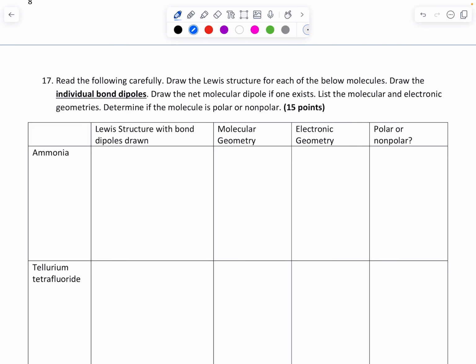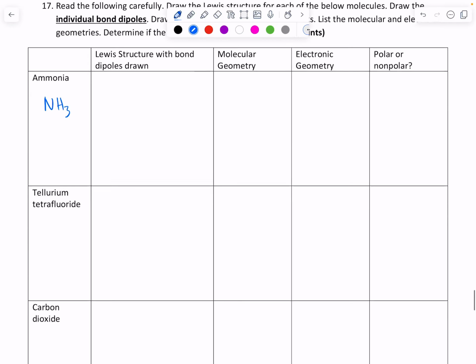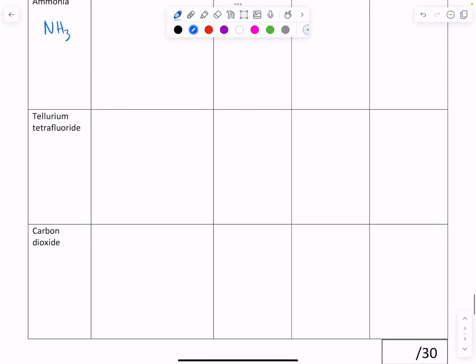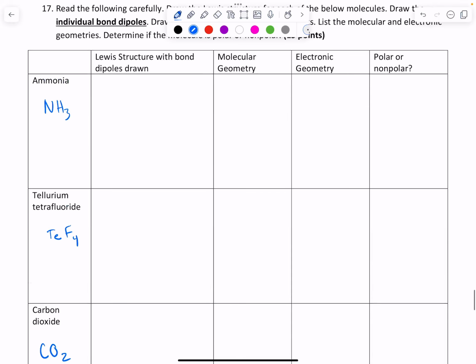All right, so once again, do you know your names? Ammonia, NH3. Tellurium tetrafluoride. So we got a tetra there, so we got TeF4. Carbon dioxide, CO2. Ammonia, we've got 1 nitrogen. That's got 5 electrons. Hydrogen, there's 3 of them, and there's 1 in each one. So we have a total of 8 electrons.